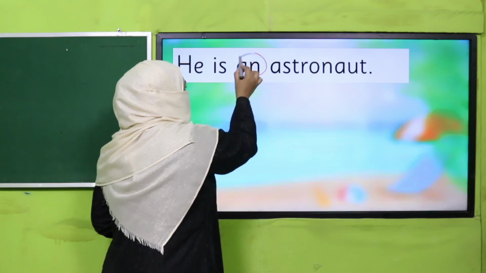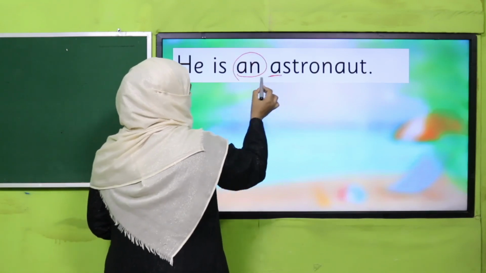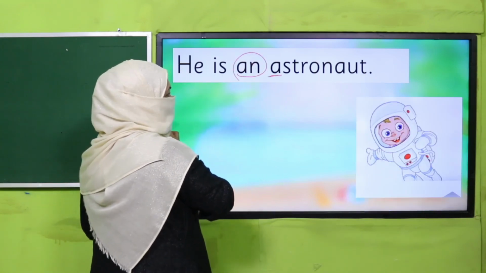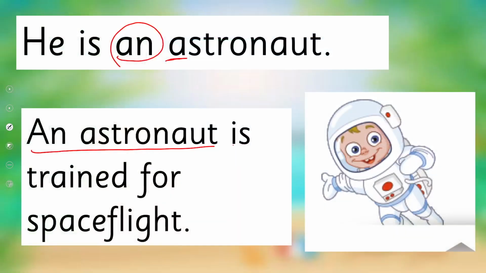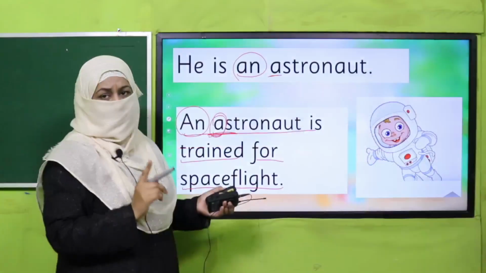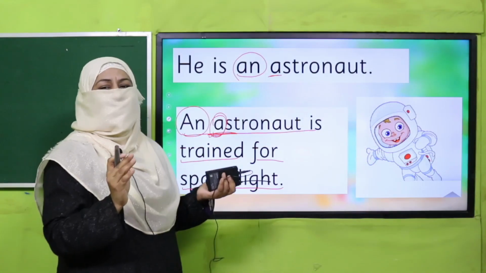And we use an with a vowel sound. He is an astronaut, and an astronaut is trained for space flight. So why have I used an? Because astronaut, this noun, is starting with a vowel sound, right? And it is singular and it is general.